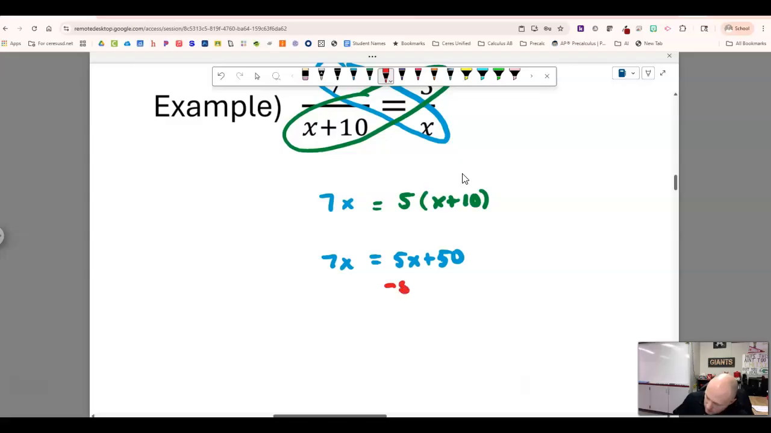Let's move our x's to the left. All the x's in the equation in a box to the left. If you're a Beyonce fan.